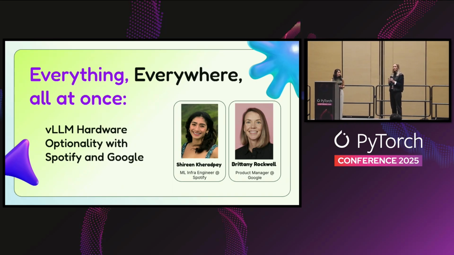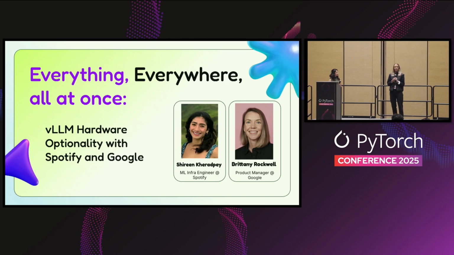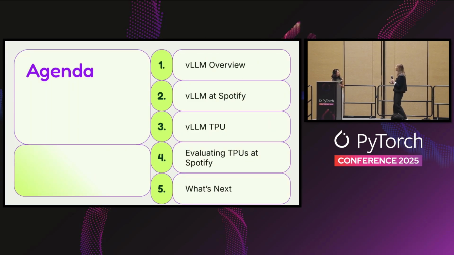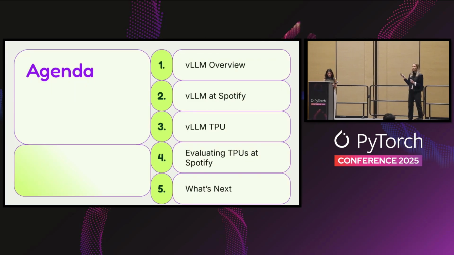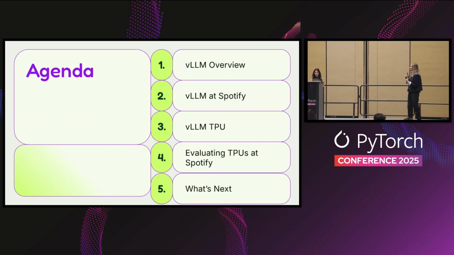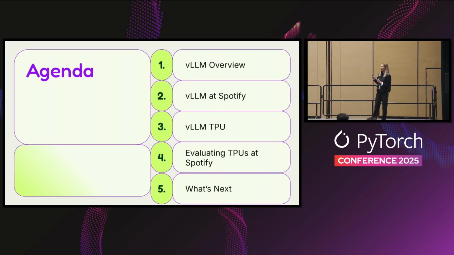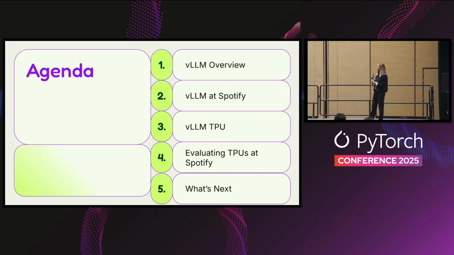And today we're going to talk to you about hardware interoperability using vLLM. So first, I'll go over a very quick overview of vLLM for those of you who don't know what it is. Then we'll cover vLLM at Spotify in their production workloads. And then I'll cover vLLM TPU and what was launched last week. Then we'll go over evaluating TPUs at Spotify and how they're using both GPUs and TPUs in their production workloads. And then I want to talk about what's next. What are we focusing on for the TPU backend for vLLM?